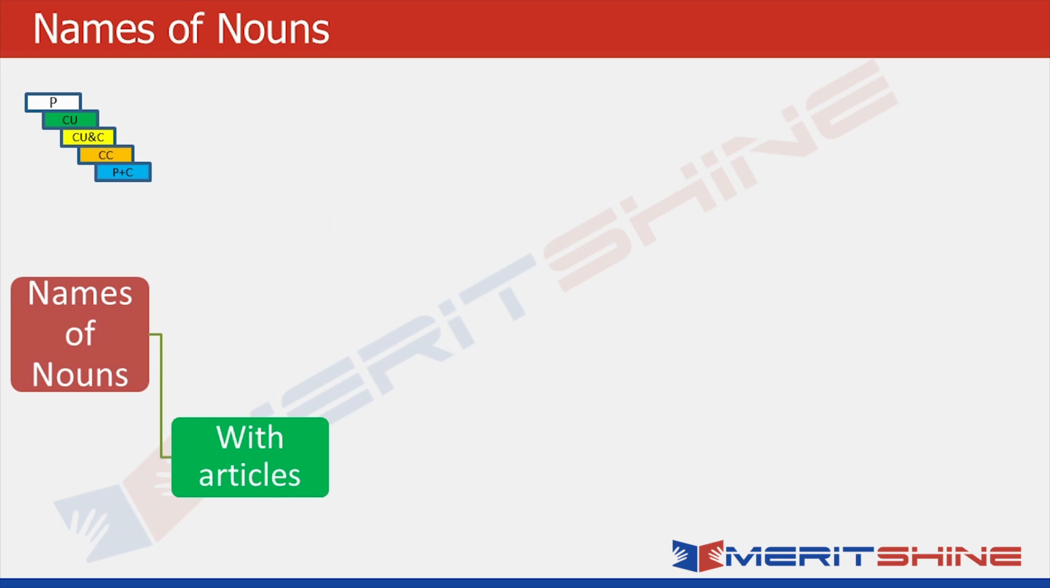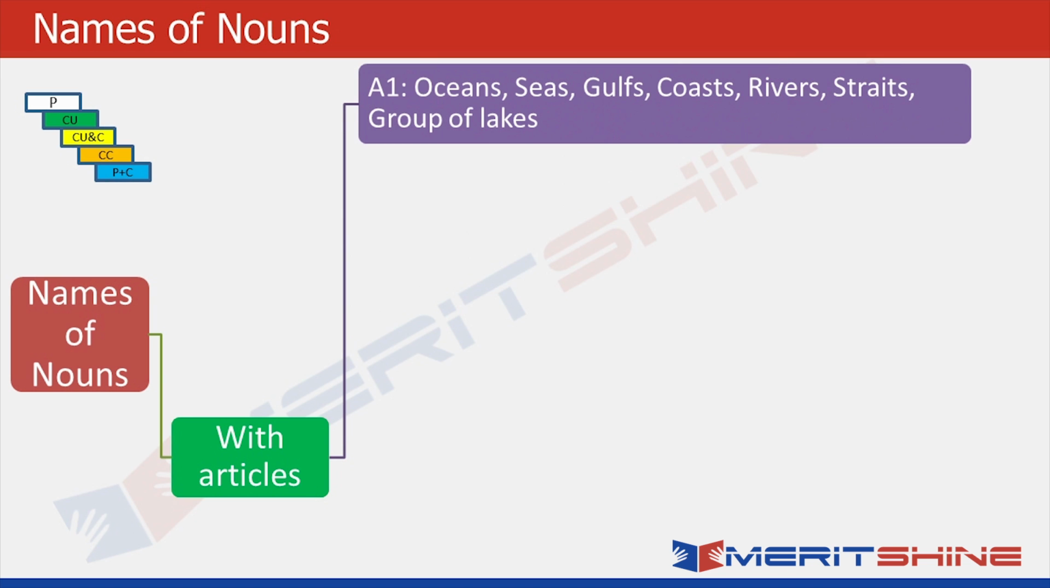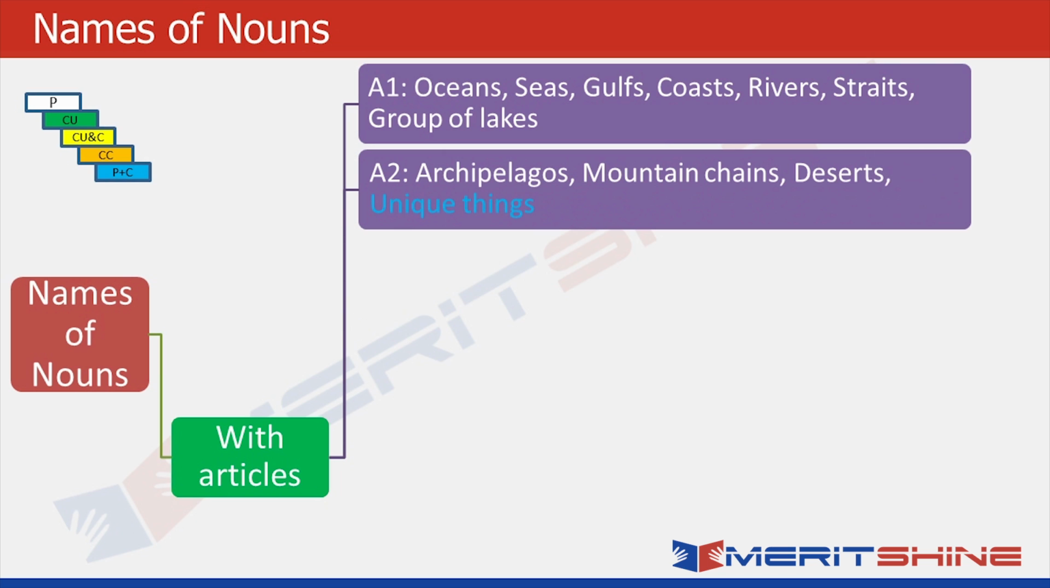For the ease of comprehension and recall, we have again divided them into 6 cases. The first case, denoted as A1, represents the names of nouns that would take articles. It will have the names of oceans, seas, gulfs, coasts, rivers, straits, and group of lakes. Please note that these are proper nouns. Let us now look at A2.